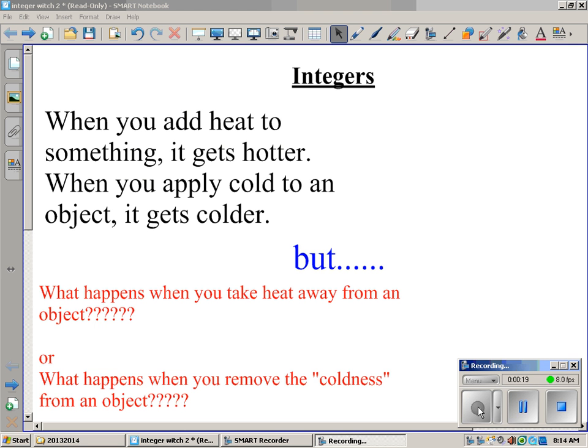As long as you process it and have this kind of internal dialogue running in your head when you're doing these questions, it really reduces the amount of small, careless errors.